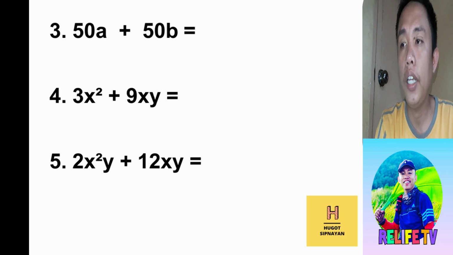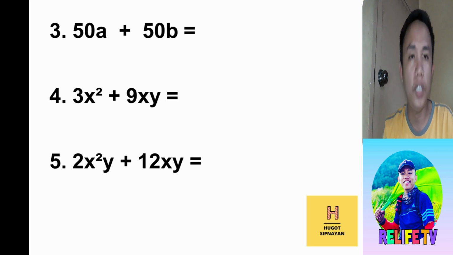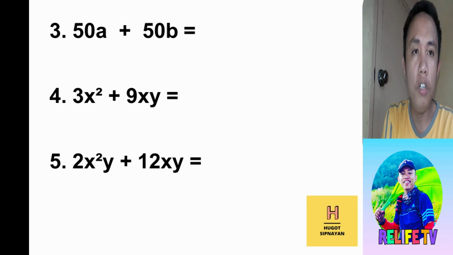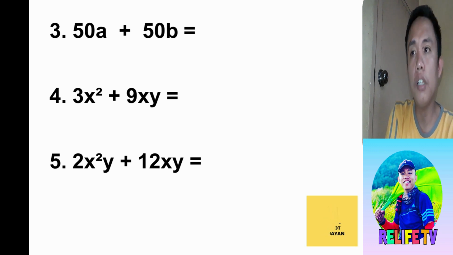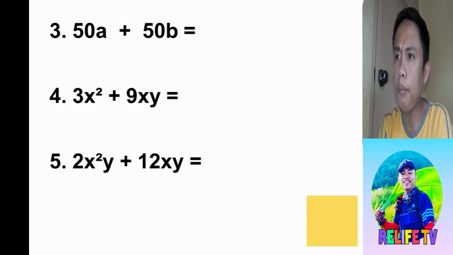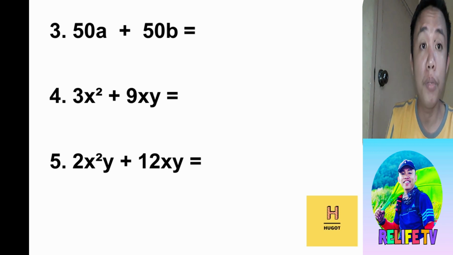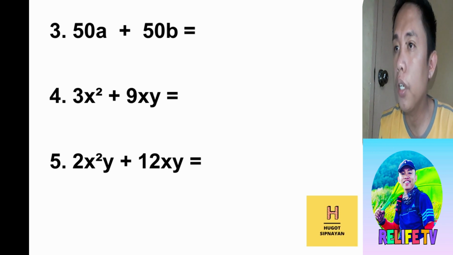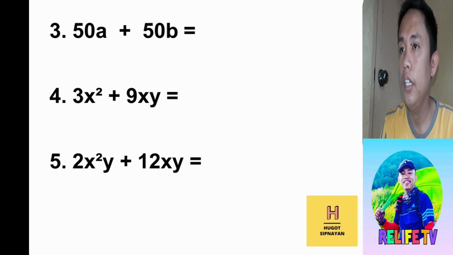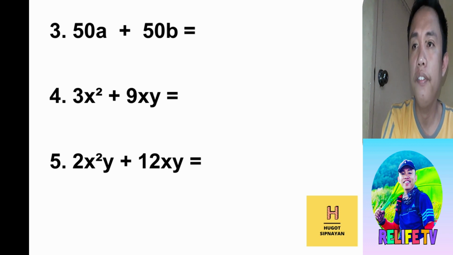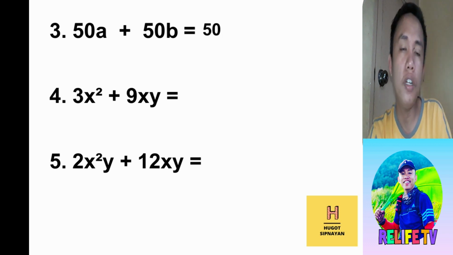So, for example number 3, 4, and 5, try nyo po, try natin gamitin. So, ano nga ba yung greatest common factor for number 3? Since sa variable, wala naman tayong pares letter, dun tayo sa number. Ang common dun sa number, we have 50 and 50. So, common ay 50. Siya yung greatest common factor natin.